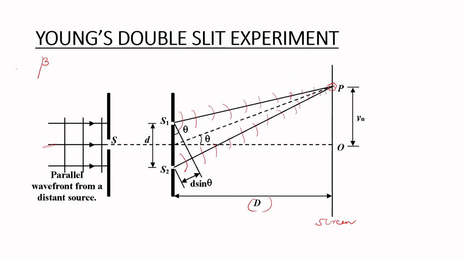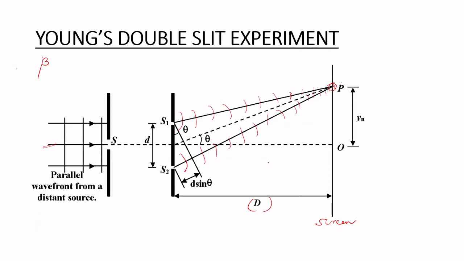If two crests are overlapping, it will be of maximum intensity, or constructive interference happens, and it will be a bright fringe. Or if troughs are overlapping also, it will be a maximum intensity point. But if a crest and trough overlap, as we discussed earlier, it will be a dark point. So this is the figure representing the Young's double slit experimental setup.